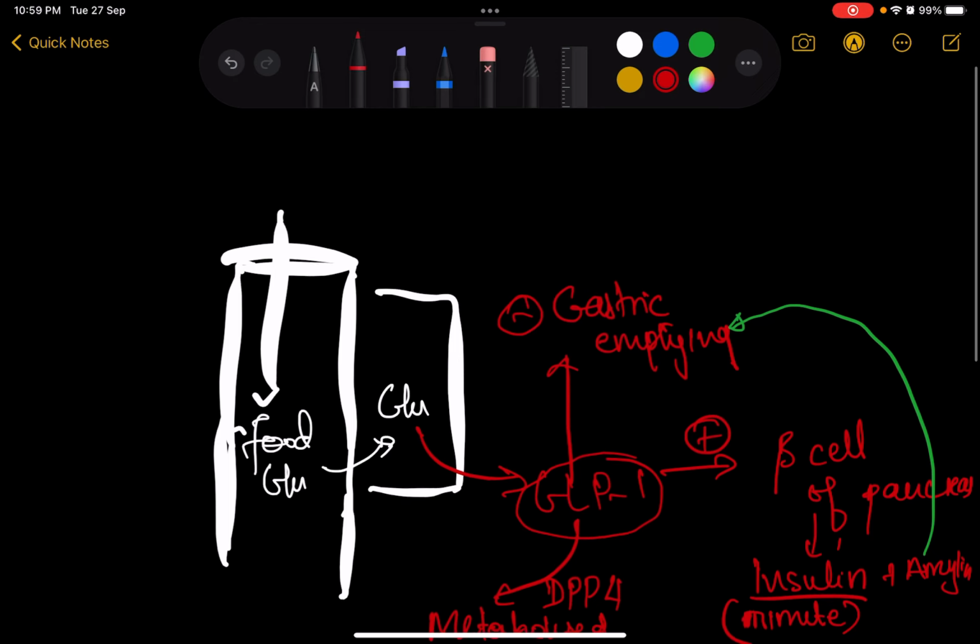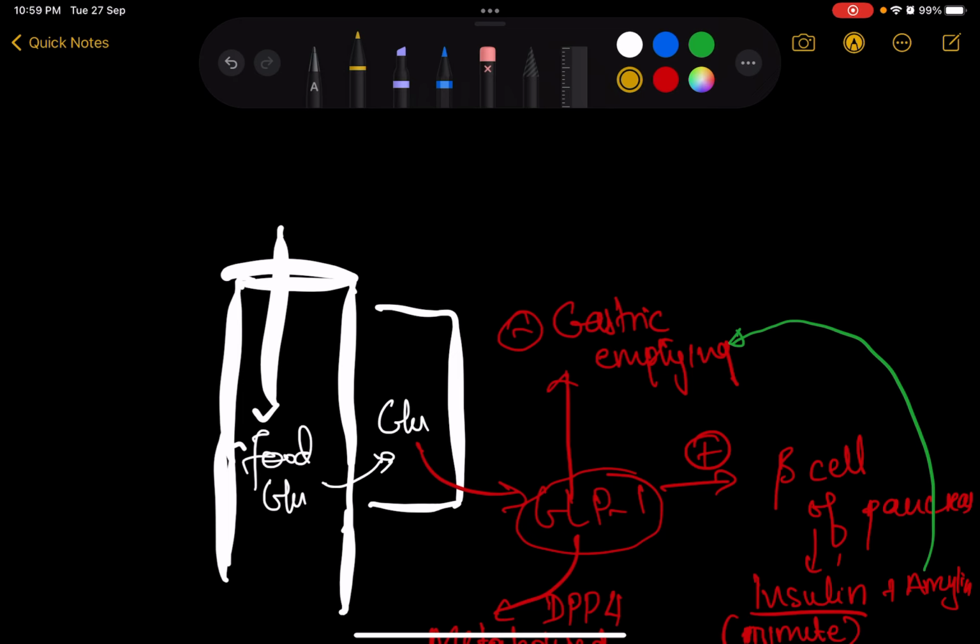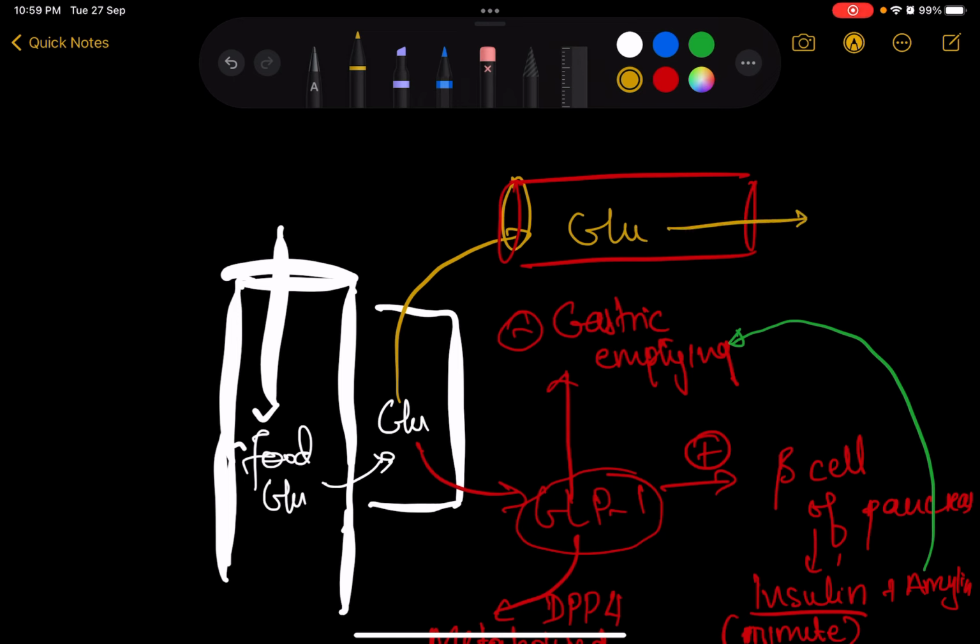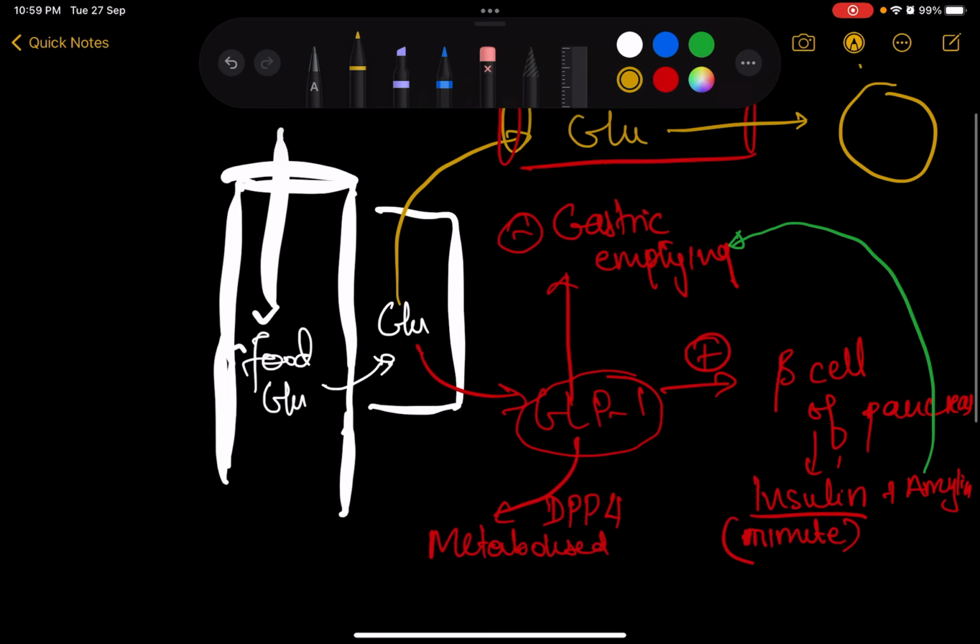Simple as that. Now let me tell you what happens when the glucose enters the bloodstream. This glucose has stimulated GLP-1 release. Now let's say the glucose has entered into the capillaries, and then it reaches the pancreas. The glucose goes into the pancreas, into the beta islet, the same beta cell of the pancreas that we spoke about here.